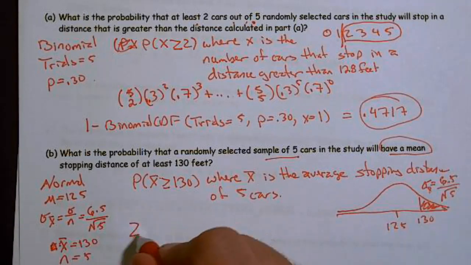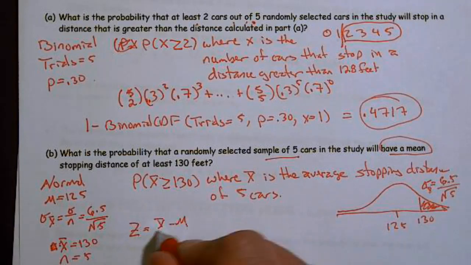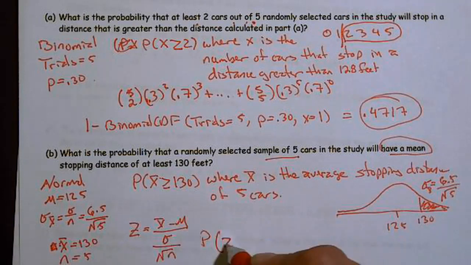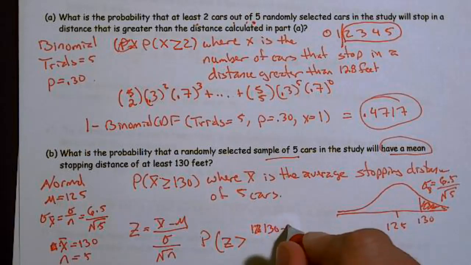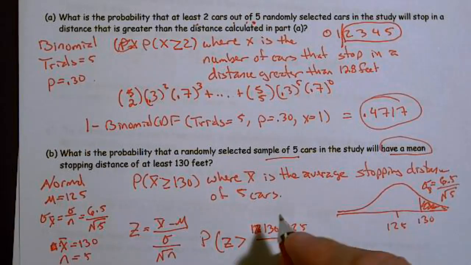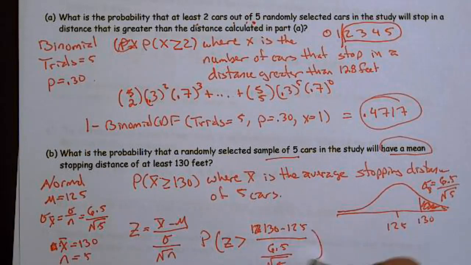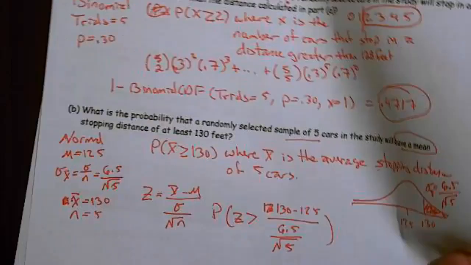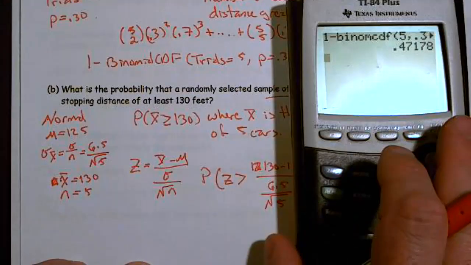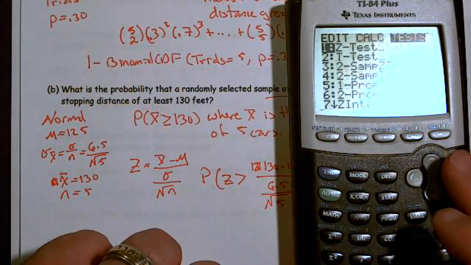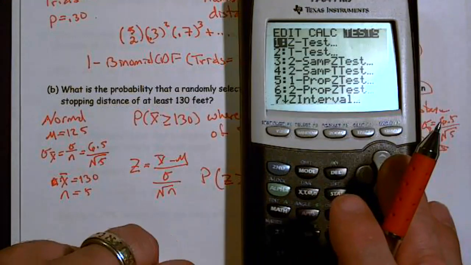So Z equals X bar minus mu, over standard deviation divided by square root of N. So we want the probability that Z is greater than 130 minus 125 over 6.5 divided by the square root of 5. And at this point, I'm going to go to my stats, test, Z test.